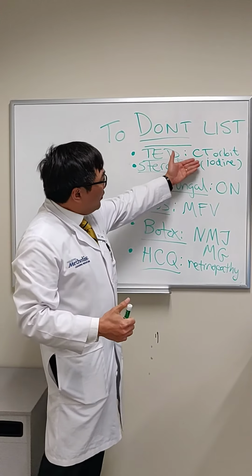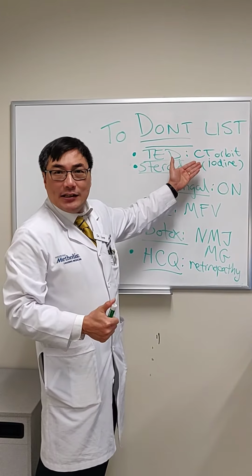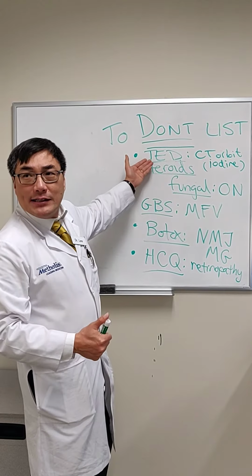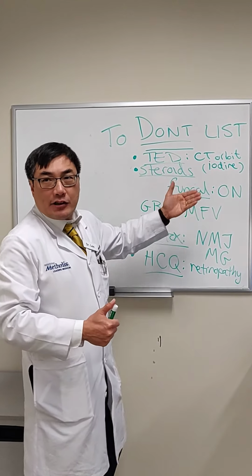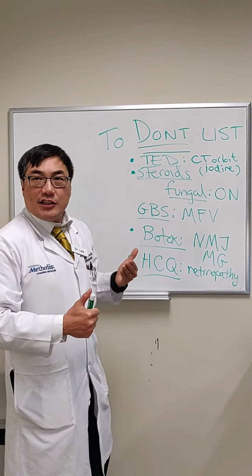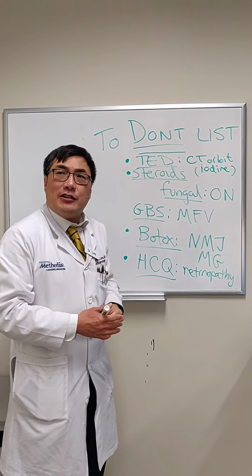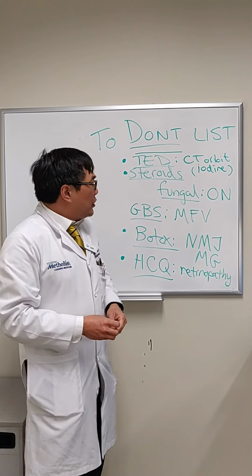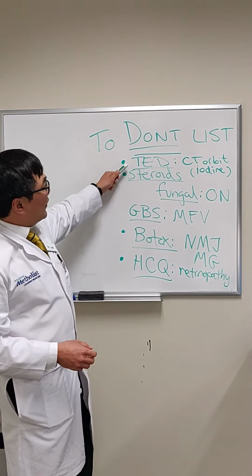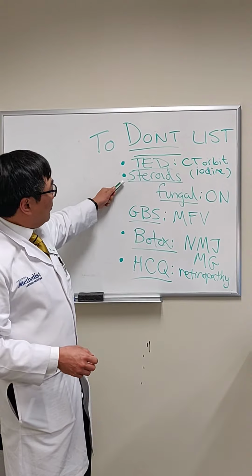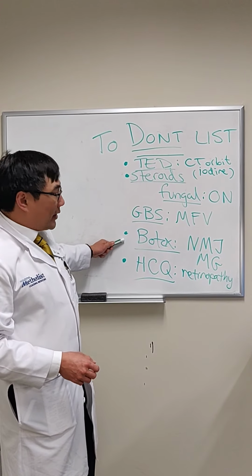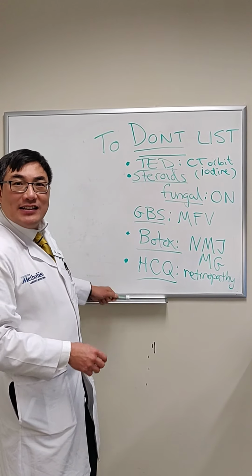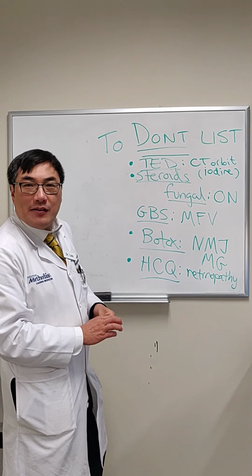And so we would order a non-contrast CT of the orbit if you're looking for thyroid eye disease and big muscles in a patient who has Graves' disease, so we can prevent them from getting the thyrotoxic complication of the exogenous iodine load, and that phenomenon is called the Jod-Basedow effect. So the don't list: don't give iodine to thyroid people, don't give steroids to fungus, don't give steroids to Guillain-Barré, don't give Botox to myasthenia, and don't give hydroxychloroquine to people who have maculopathy.